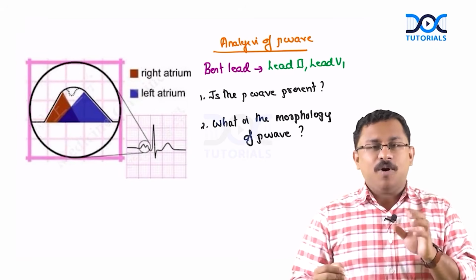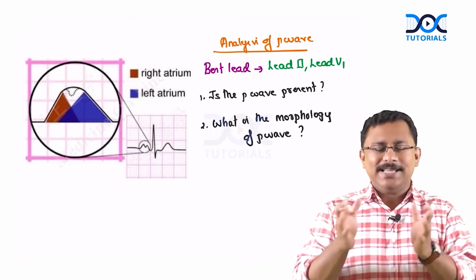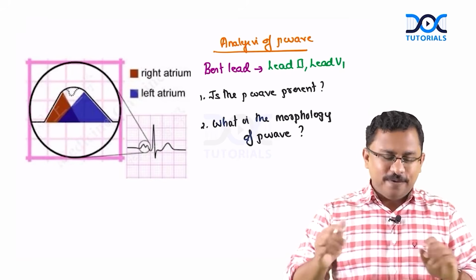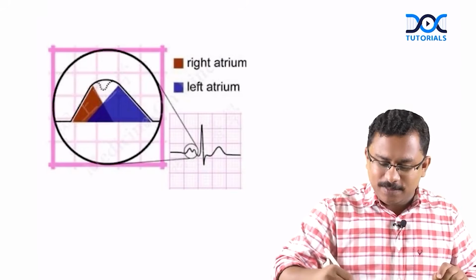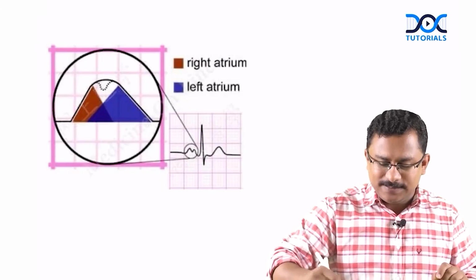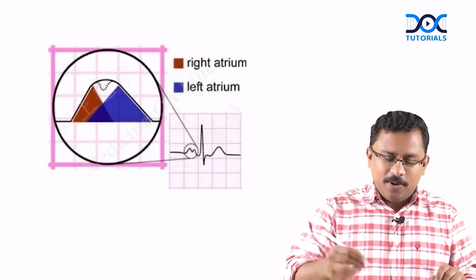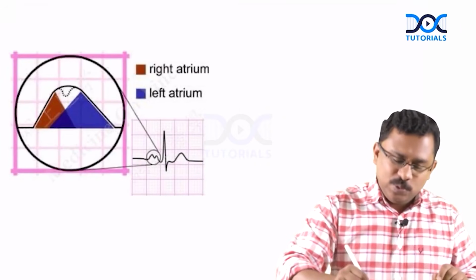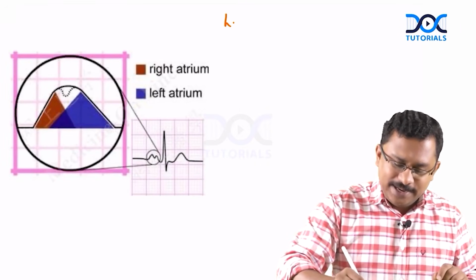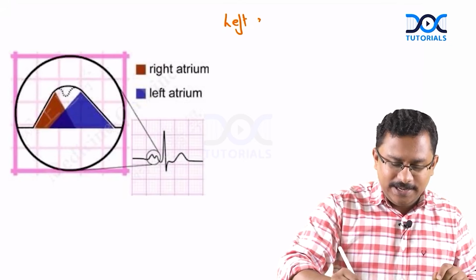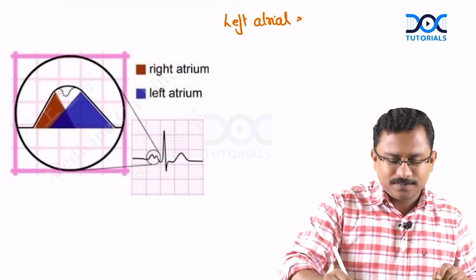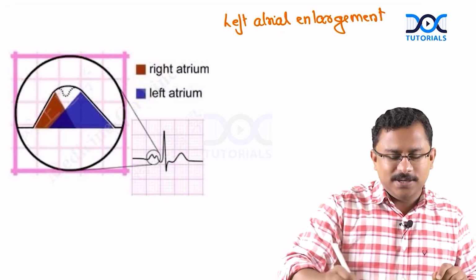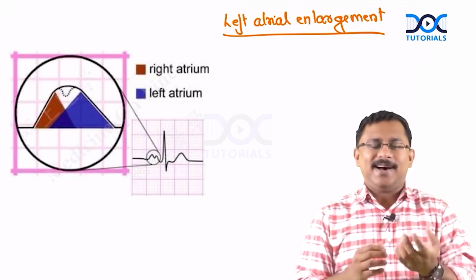So P wave morphology, is it normal or is it abnormal? Now let's see some of the abnormal morphologies. The first abnormal morphology I want to teach you is with respect to left atrial enlargement. So maybe a condition like mitral stenosis where you have left atrial enlargement.